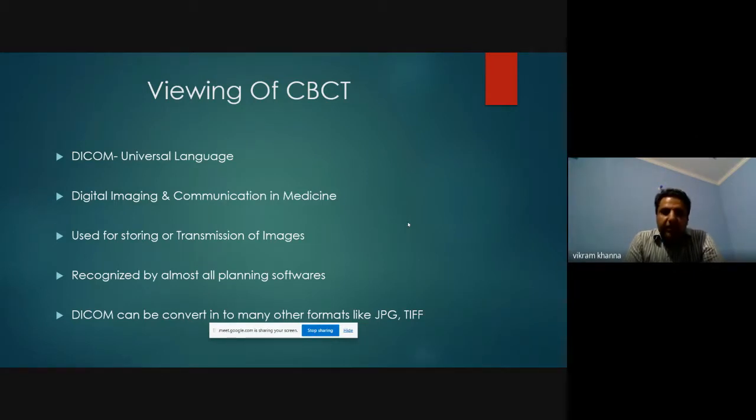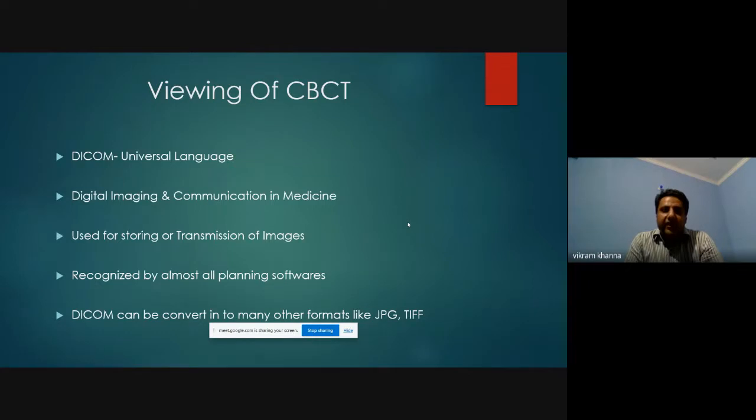Again, one more is there like VNA, that is virtual neural communications, VNC, sorry, VNC, virtual neural communications, but they are not as popular as DICOM, because DICOM is compatible with almost all the planning software which are there, and it is easy to transfer also.